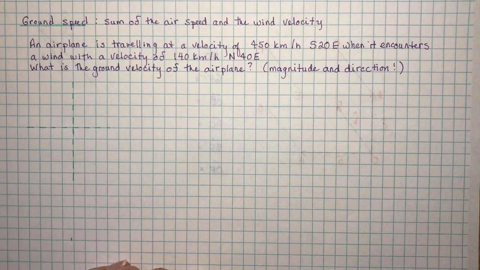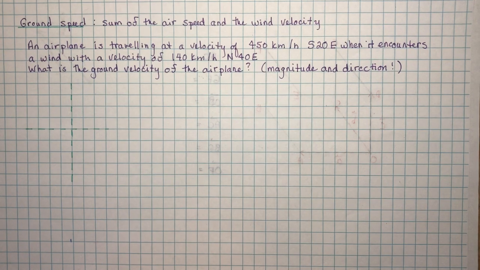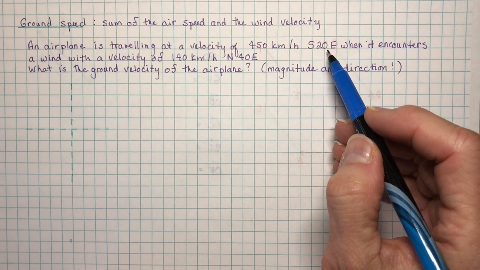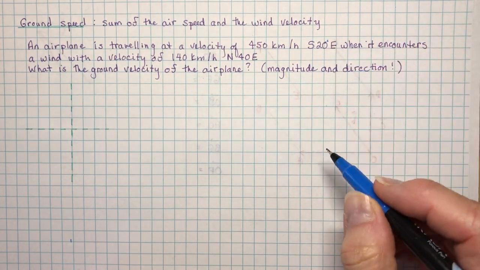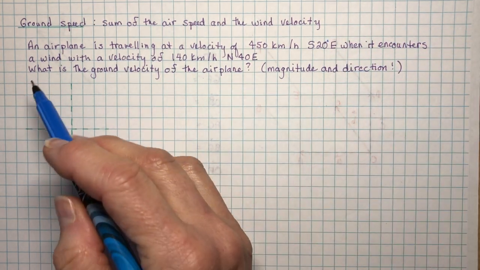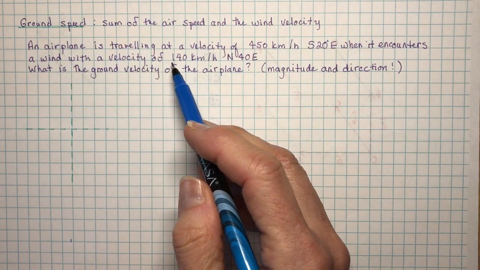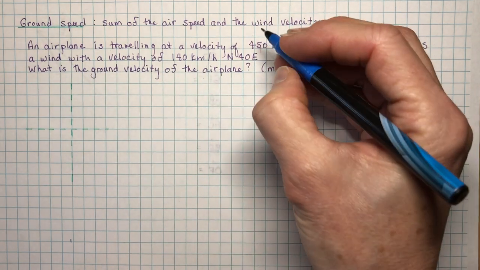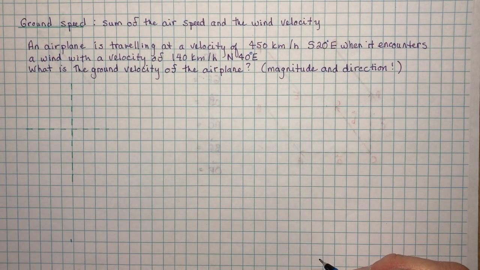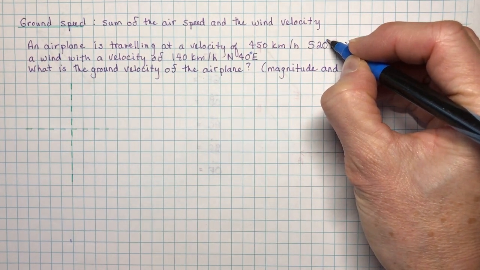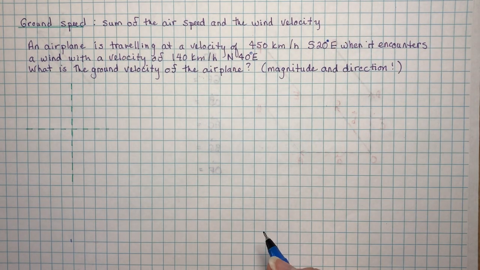So it says an airplane is traveling at a velocity of 450 kilometers per hour, south 20 degrees east. It should be a little degrees on that. South 20 degrees east when it encounters a wind with a velocity of 140 kilometers per hour, north 40. I don't know if you need the degree in there or not. Check your textbook, see if they use that. I would. North 40 degrees east. What is the ground velocity of the airplane, the magnitude, and the direction?